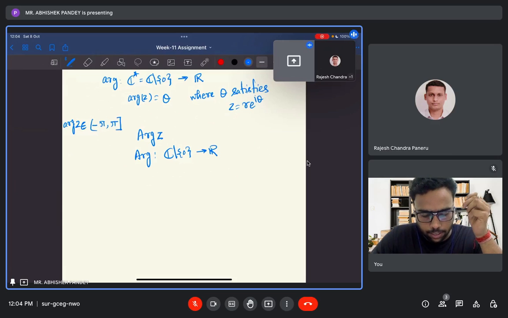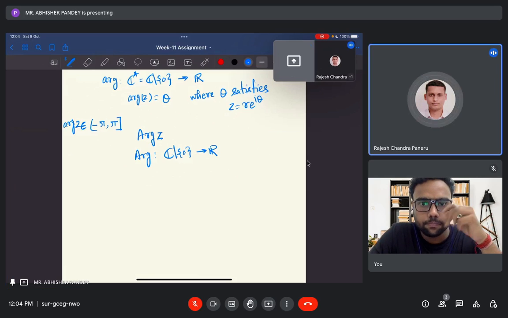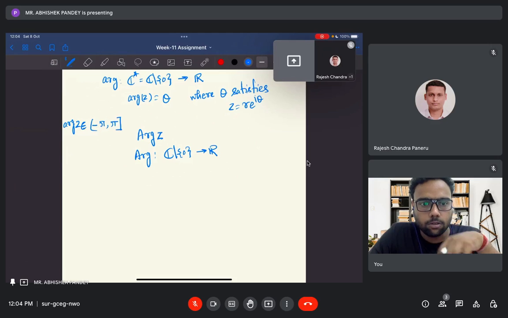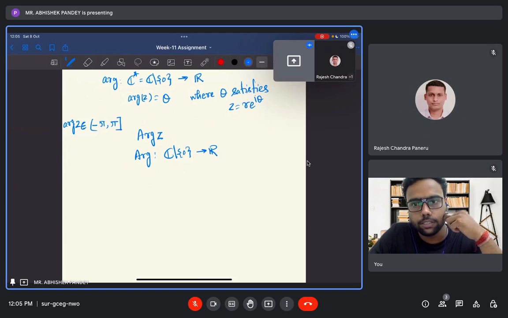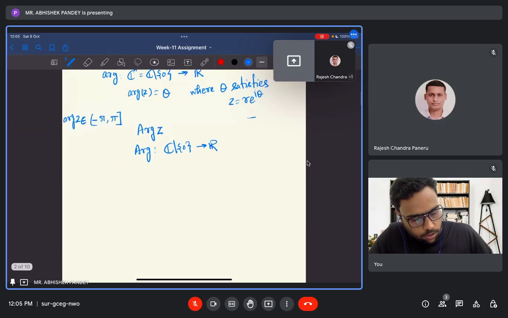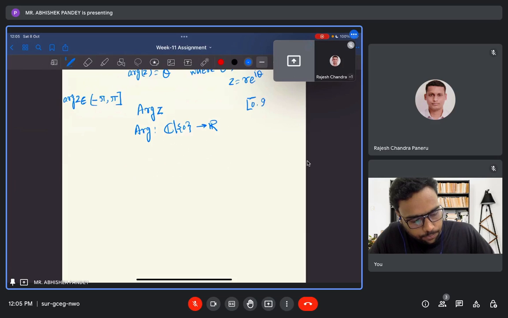At minus pi and pi it will have the same values, like cos of minus pi and cos of pi are the same. So one of them we have to exclude. Also you can consider the interval 0 to 2 pi, and there also you can define the argument of z. That will be a single valued function. Here, small arg is a multi-valued function.